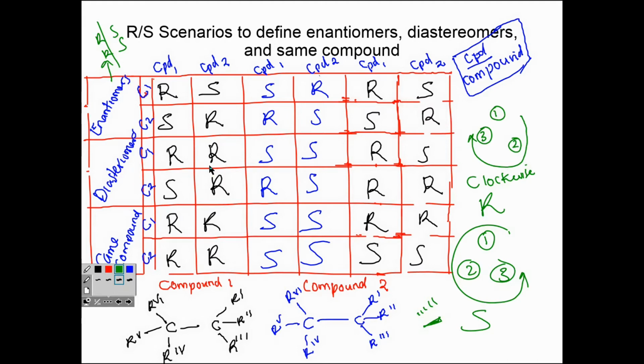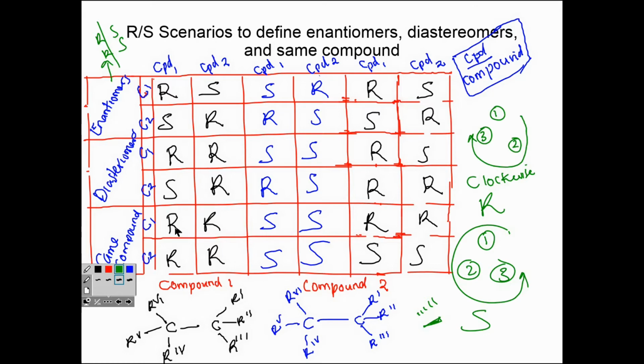Diastereomers is where you keep one of the chiral centers constant, like this. The C1s are the same, but the C2s are different. That's going to be a diastereomer. So there's a difference in at least one chiral center, asymmetric carbon. Same compound is where the assignment is the same, for both C1 and C2 in the two compounds.